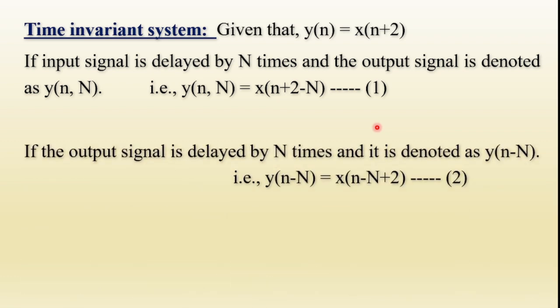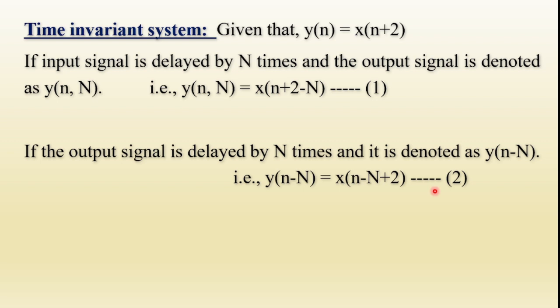If the output signal is also delayed by capital N times, in this case the resultant output signal is denoted as y of n minus capital N. Y of n minus capital N is determined as follows: in the given system, small n is replaced by n minus capital N. We get y of n minus capital N is equal to x of n minus capital N plus 2. This is considered as equation 2.